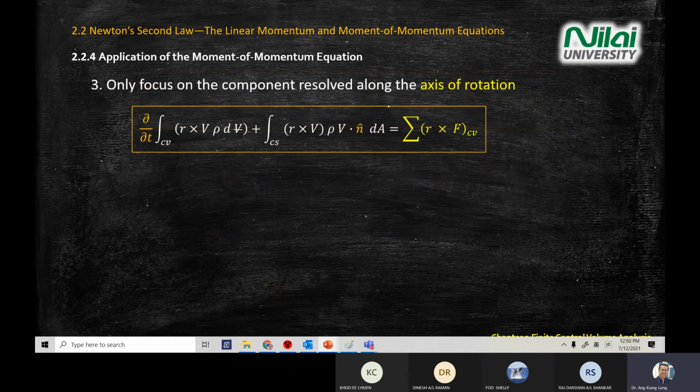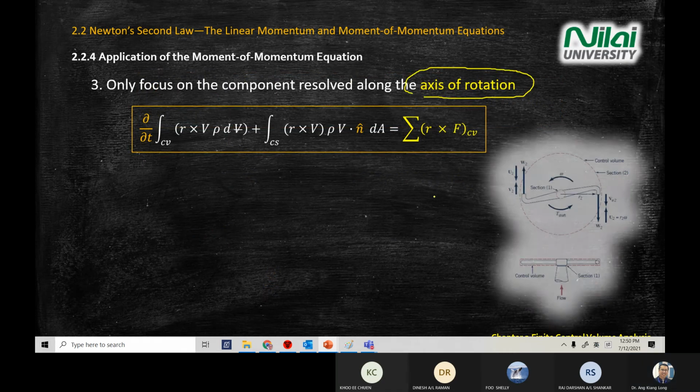The third one, we focus on the axis of rotation. What does it mean? I'm going to give you a diagram. This is a pipe with two outlets, a sprinkler system that we looked at previously. I think two more slides, then we stop for a short break. So if you look at the diagram, it is a sprinkler system.